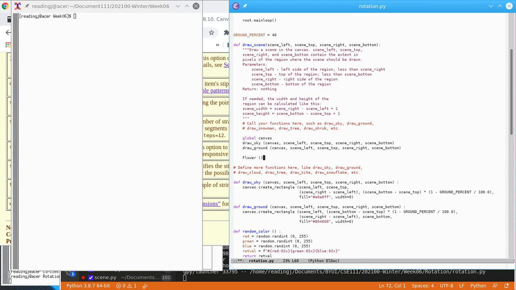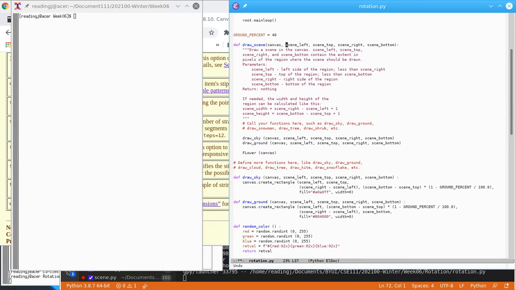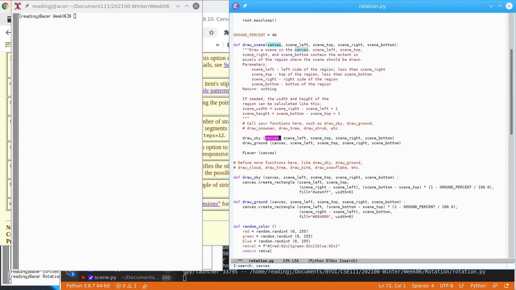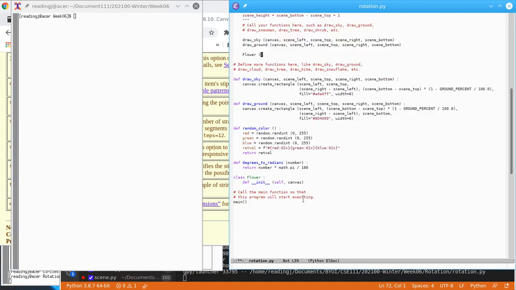Let's see. Oh, I shouldn't have made this global canvas here. All right. This one I do want to make global. Since it's already all through here, I'm going to leave it as the parameter here. But when we get down to flower, we're going to use the global one. Okay.